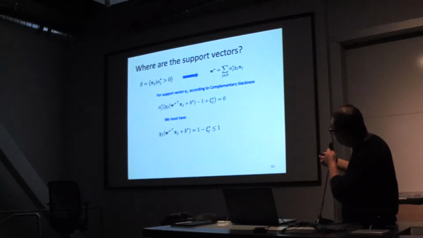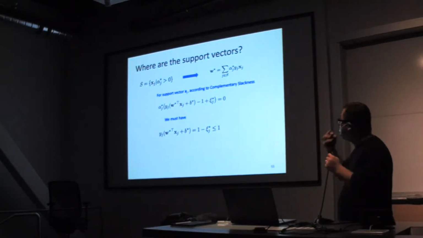So if we denote the set of support vectors by S, these are all the training inputs whose corresponding alpha j star is strictly bigger than 0. Then our optimal weight vector is essentially a weighted combination of all the support vectors. Each support vector is weighted by its alpha j star. Of course, you need to account for the training label, right?